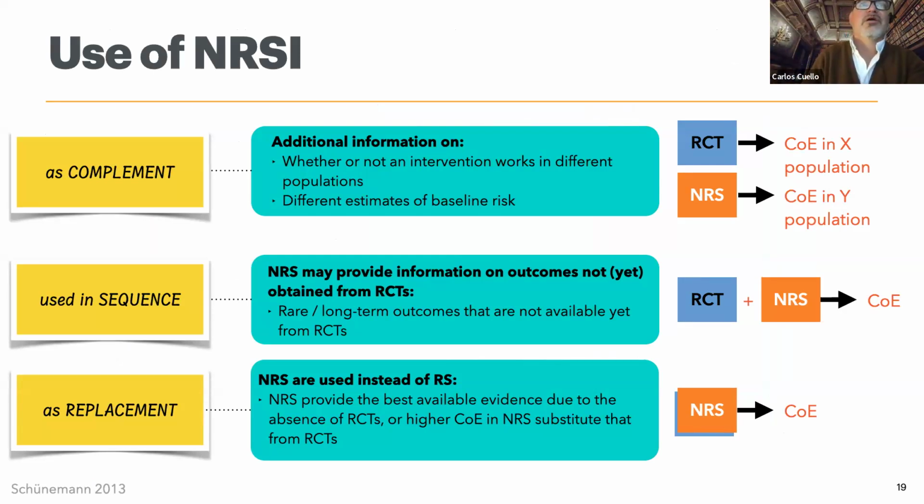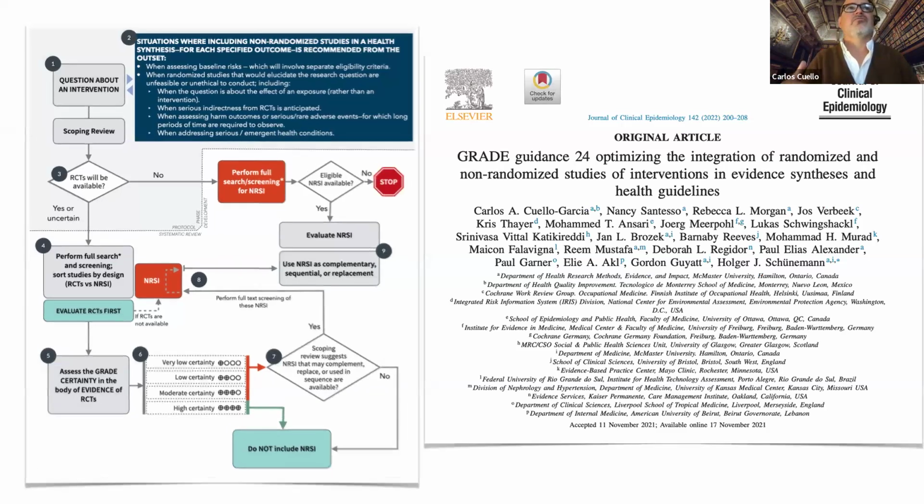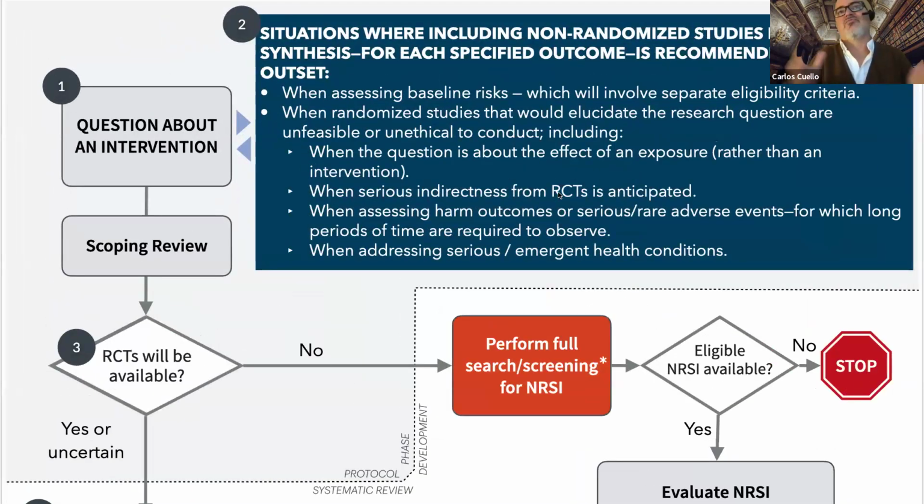And this also gave light to the GRADE guidance that has already been published, GRADE guidance 24, where we said, from all of this information, what can we do from the outset to say, okay, in these cases, we know that we will need observational studies, so we can go ahead. For example, if we are assessing baseline risk, in a guideline we usually go straight to the observational studies.